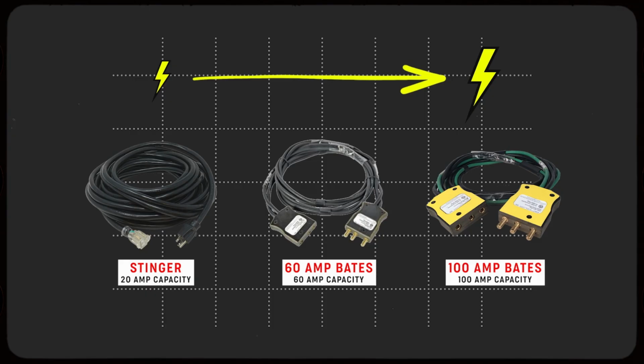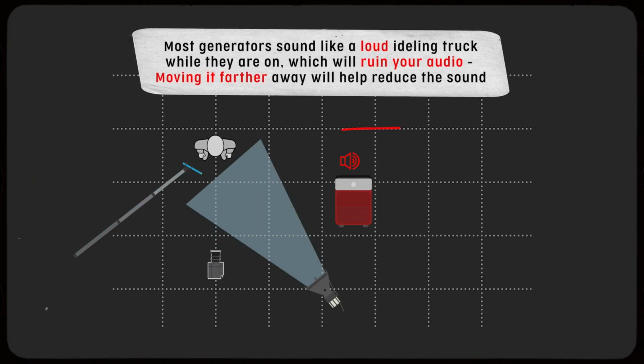60 amp Bates. A good rule of thumb is these putt-putts, especially the 30 to 60 amp ones, can be really loud. You will want to get these as far away from your scene as possible if you're recording sync sound. So be prepared to run a lot of cable to your lights, given that your generator is going to be as far away as possible. If you're using a stinger or an extension cable and powering lights under 20 amps, you can only really run about 200 feet of cable.